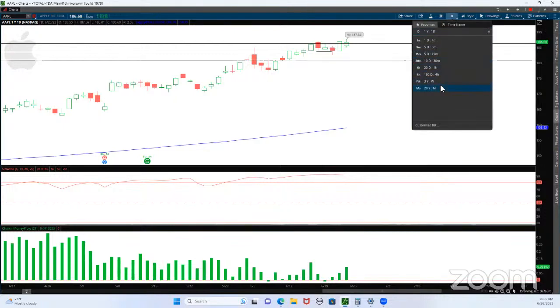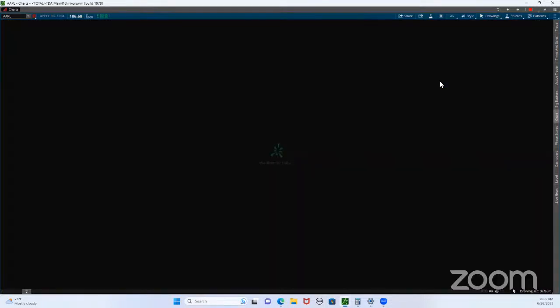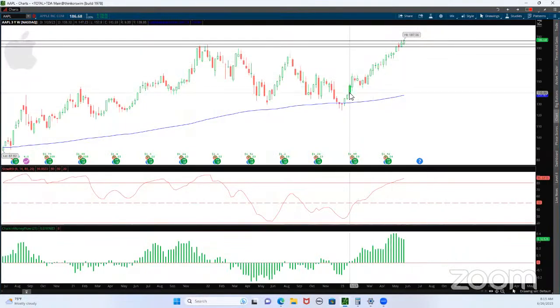I think Apple has been carrying SPY. Yes, Apple and Tesla. Tesla was, yes, this month. But Tesla fell hard. They fell hard. Well, look at them.